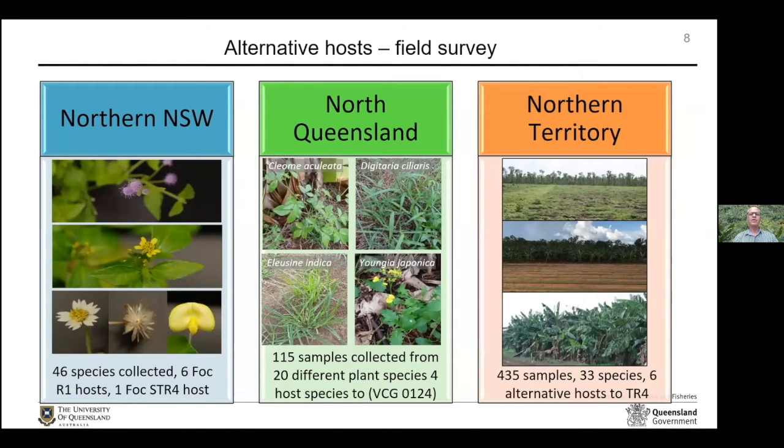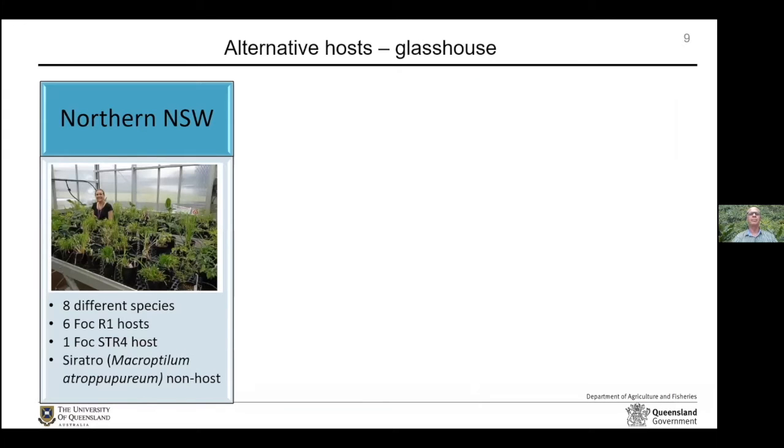In the field surveys in northern New South Wales, 46 different weed species were collected, 6 were found to be host to race 1, and 1 to subtropical race 4. In North Queensland, 115 samples were collected of 20 different plant species, and 4 were found to be host to race 1, the VCG 0124. In the Northern Territory, over 435 samples were collected of 33 weed species, and 6 were found to be alternative hosts to tropical race 4.